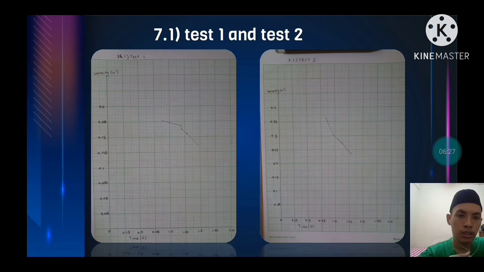And down below we use the x axis as time in seconds, and for velocity we use v. For velocity, for test 1 I use 0.025, and for test 2 the velocity I use 0.05.